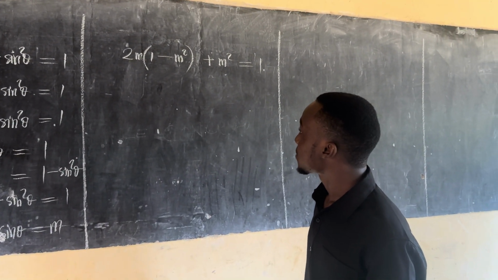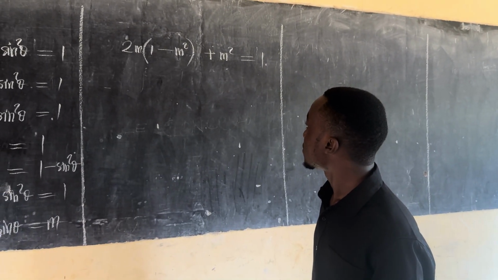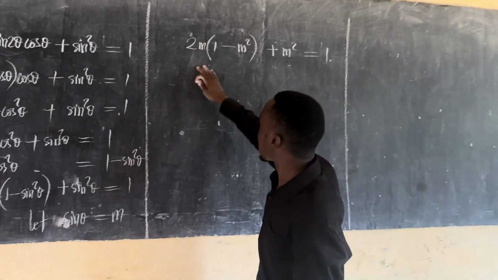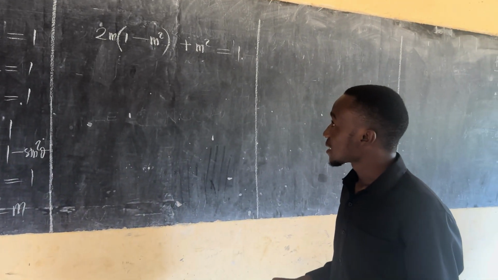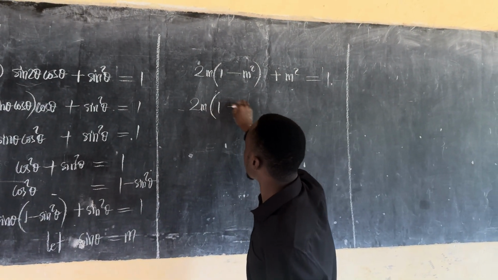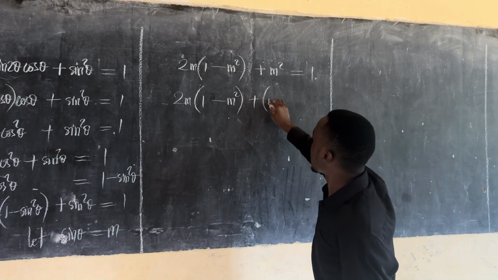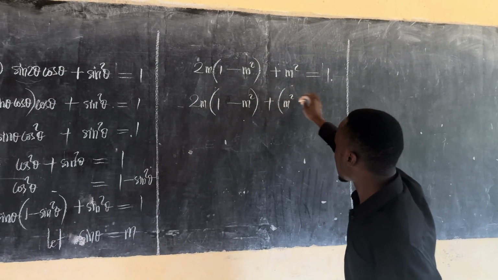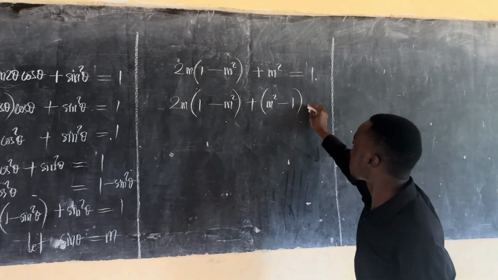When we look at it, it is a cubic equation. When we try expanding, we shall end up with a cubic equation. But I can use a certain trick. I can maintain this 2m and the 1 minus m squared, and then bring this one across, because I'm getting the idea of similar brackets. So this one, I fix it to this one. This is equal to 0.